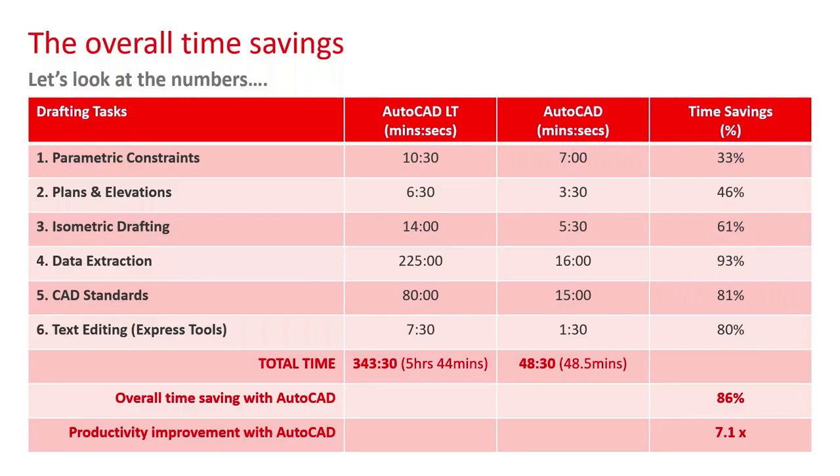So the overall time saving with AutoCAD, 86%, which means you've got a productivity improvement with AutoCAD. You're doing everything 7.1 times quicker. So there's your time saving and your productivity improvement. It's kind of self-explanatory when you think about it.